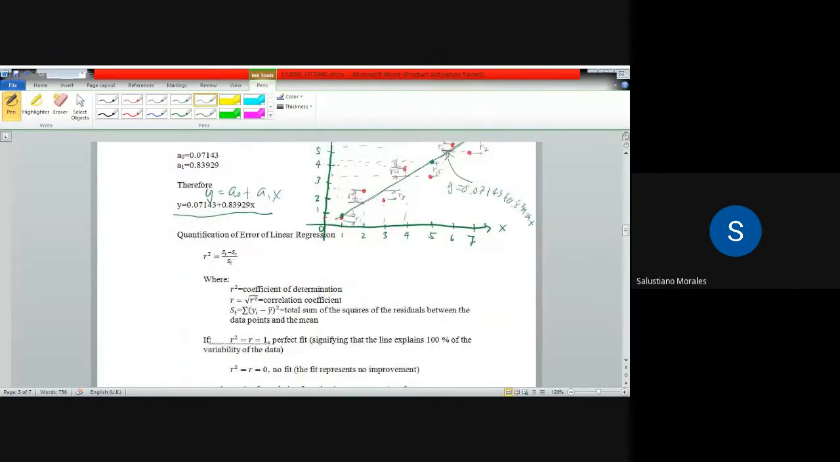So, using statistics, the quantification of error for linear regression. So the formula is R squared is equal to ST minus SR divided by ST, where R squared is the coefficient of determination. So from your statistics subject. And if you take the square root of that, usually we come out with the value of R, and that is called the correlation coefficient.